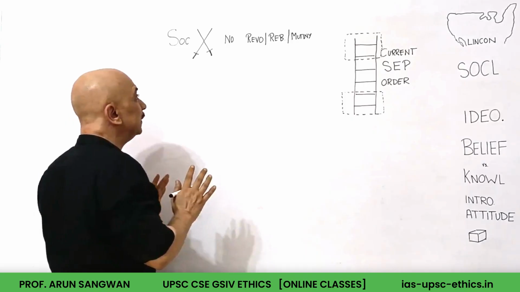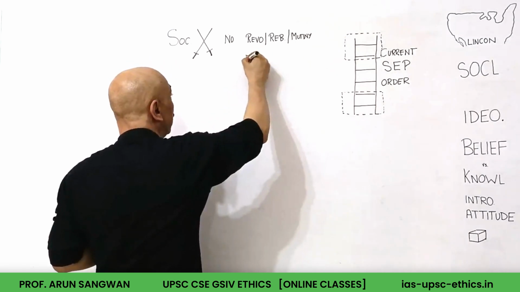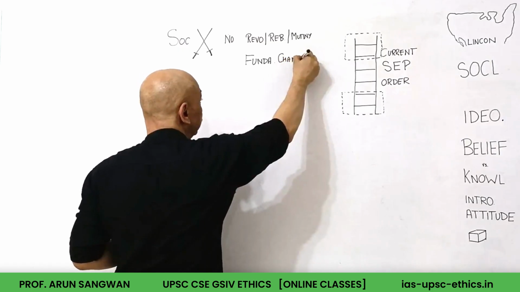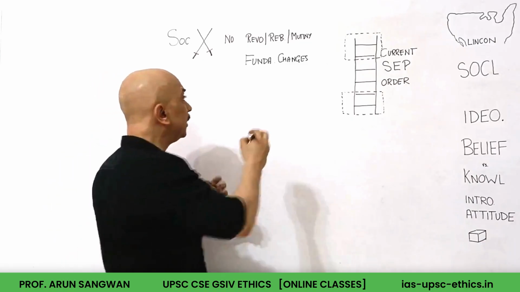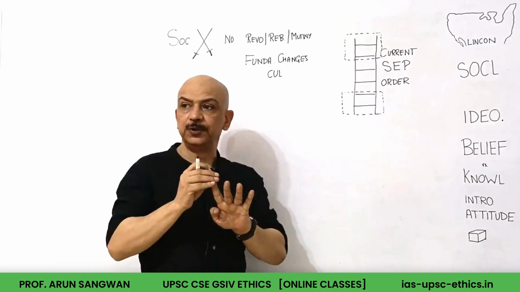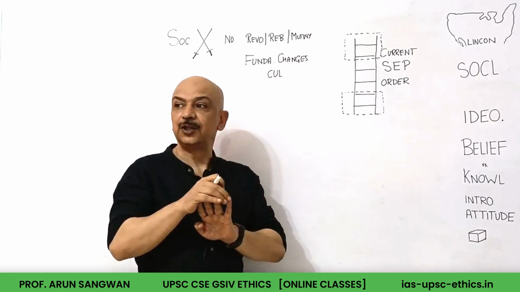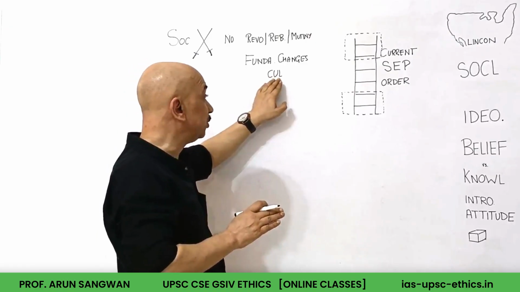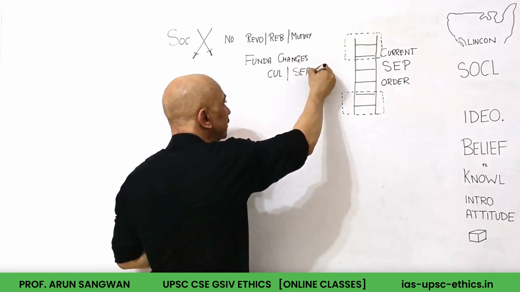Also, if you remember the example of sati that I gave you, societies typically do not like any kind of fundamental changes. Fundamental changes in what? Let us say the culture. Anything that threatens the culture of the society. Culture will have four aspects: norms, cultural values, cultural representations, cultural beliefs. I have already explained this, as you are aware. They don't like any changes, whether it is culture or the SEP order.